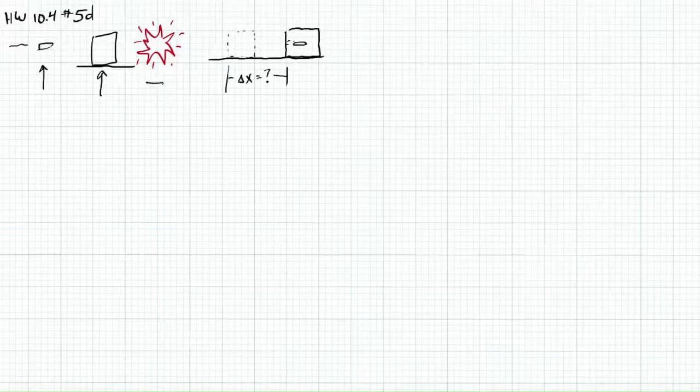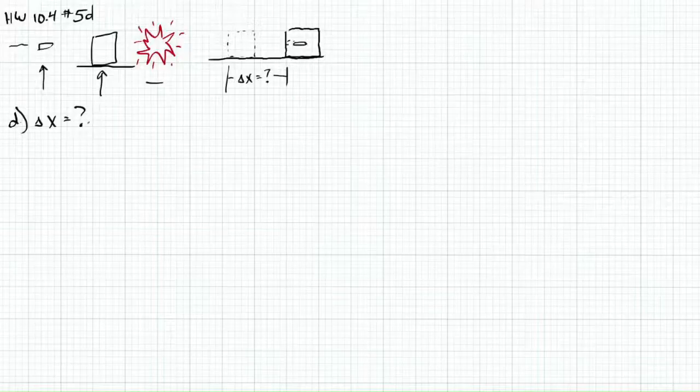And of course we have the collision right here. Afterwards, the bullet gets lodged in the block and that whole system moves some distance. It slides across that tabletop or whatever surface it was on, and that's indicated by delta x. That's what we're trying to find with part D. Part D asks us, what is delta x such that the block comes to a stop?